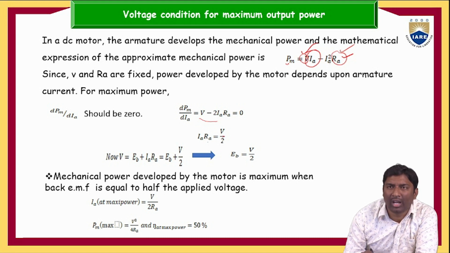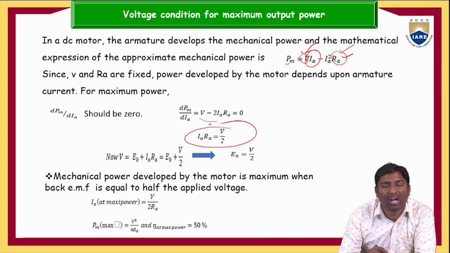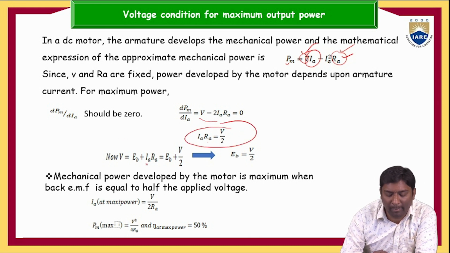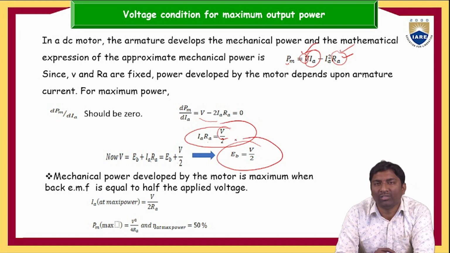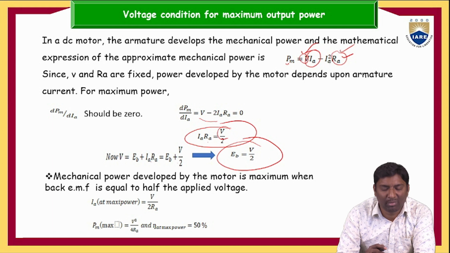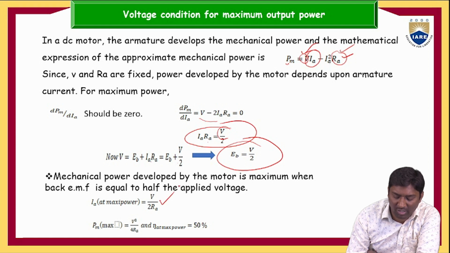So then Ia into Ra is equal to V by 2. Now V is equal to Eb plus Ia Ra for a DC motor. Substituting Ia Ra is equal to V by 2, I am getting Eb is equal to V by 2. That is, the back EMF is equal to half of the terminal voltage. It means the mechanical power developed by the motor is maximum when the back EMF is equal to half of the applied voltage or terminal voltage. The armature current at maximum power will be equal to V by 2 Ra.